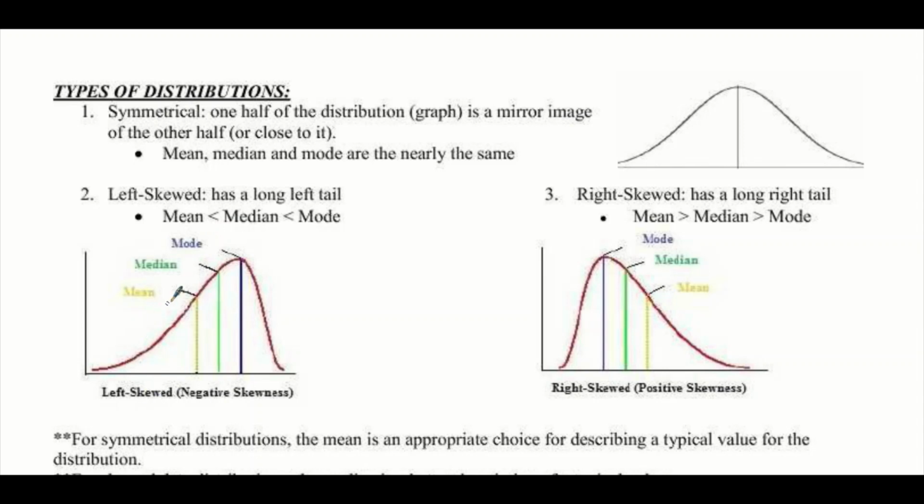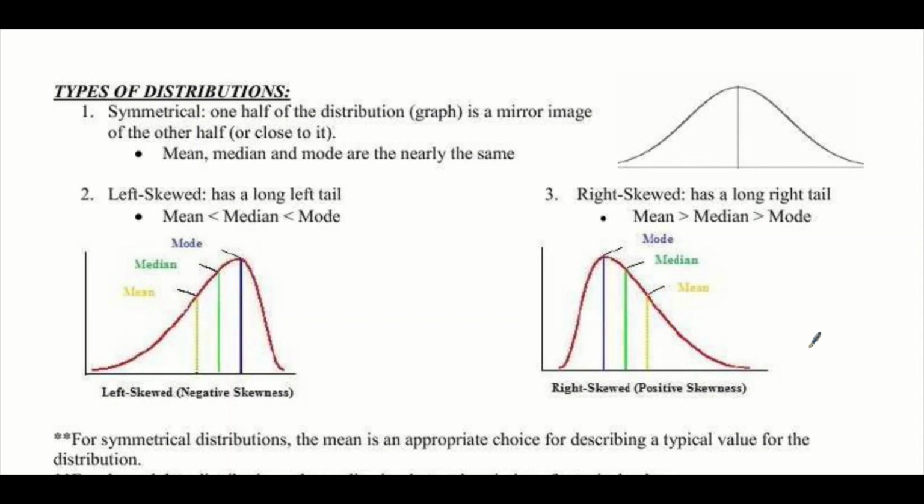If we're skewing to the left, which means the tail is on the left-hand side, that means that the mean is the smallest thing here, because it usually stays in the middle. The median then moves a little bit to the right, and the mode would be the furthest to the right, where the peak of this is. So the mode is the biggest, followed by the median, and the smallest is the mean.